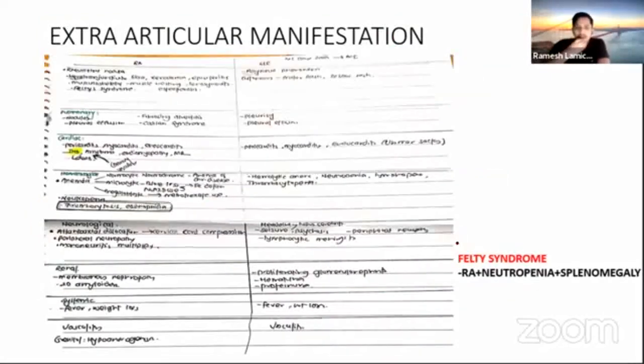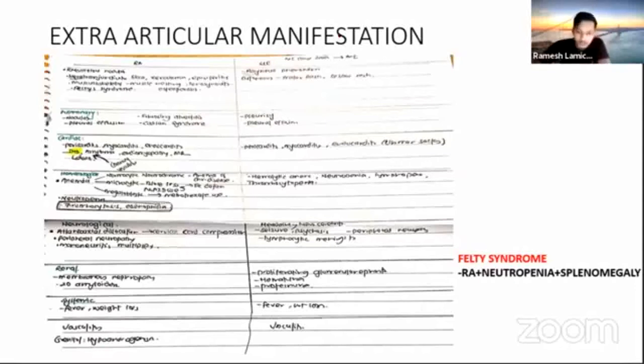Now let's move on to the extra-articular manifestations of rheumatoid arthritis. Whenever you study the extra-articular manifestations of rheumatoid arthritis, also compare them side by side with SLE, so it is easier for you to memorize. I'm giving this slide because the main point I want to tell you is that for rheumatoid arthritis and SLE, the extra-articular features should be studied in the same manner, side by side, so you can remember.